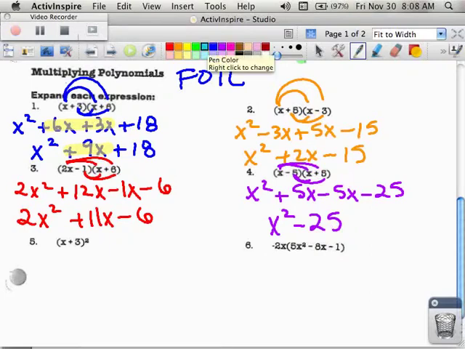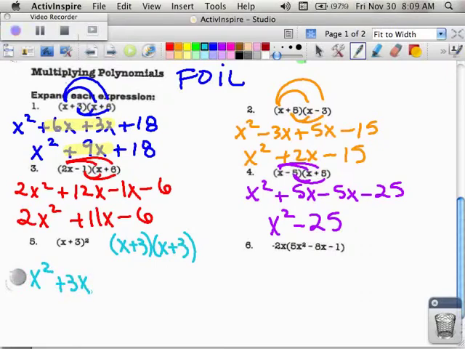In number 5, they write the binomial being squared as one thing. If it's helpful, maybe we should write it as our two parentheses, x plus 3 times x plus 3, because that's what the squaring means, and then we can FOIL. So now if I FOIL, I have the x times the x, that produces x squared. I have the 3 times the x, that produces 3x. I have the 3 times the x, that's another 3x, and the 3 times 3 is positive 9. And when I combine my middle terms, I get x squared plus 6x plus 9.